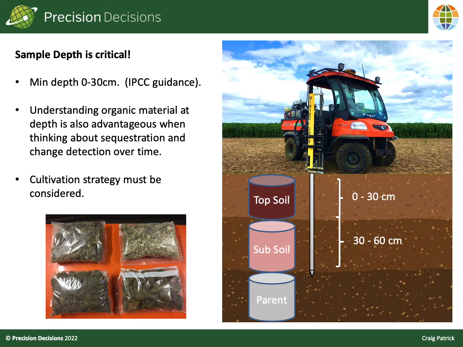One of the most critical, yet often overlooked aspects of collecting a soil sample is understanding sample depth. Depending on what you are wanting to analyse your soils for, this is very important. For the purpose of soil organic matter assessment, in particular for understanding soil organic carbon, we recommend a minimum sample depth of 30 centimetres, which is in line with guidance set out by the IPCC.